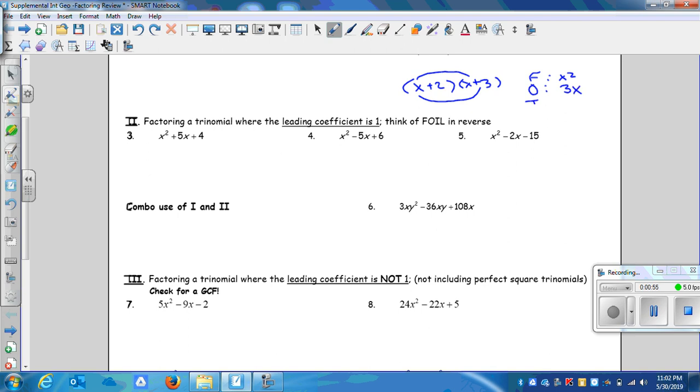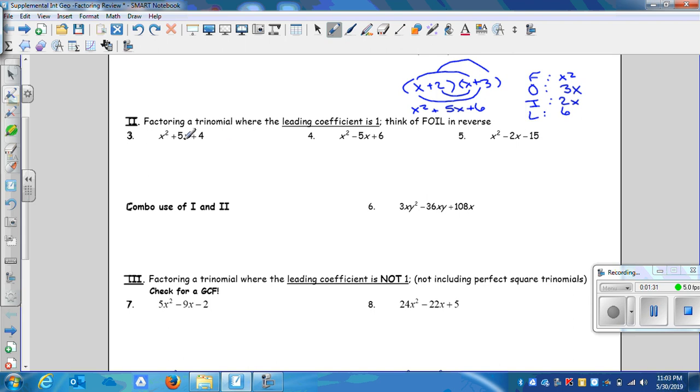The inner means to multiply together the inner two terms, which is right here, the 2 times the x, which is 2x. And then I have the L, which represents multiplying the last two terms together, which is the 2 times the 3, which is 6. And then, of course, when you combine all your like terms together, you get x squared plus 5x plus 6. So all we're doing when we're factoring is going backwards from the original quadratic trinomial back to its factored form. So that's what we're going to do here for number 3.